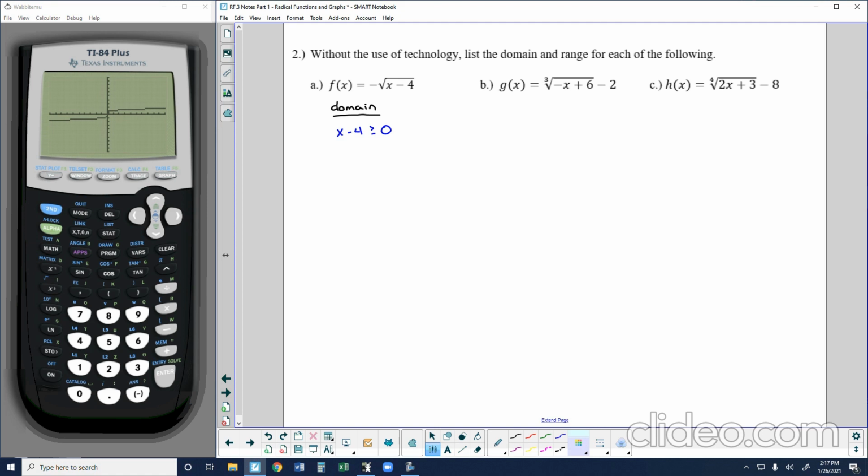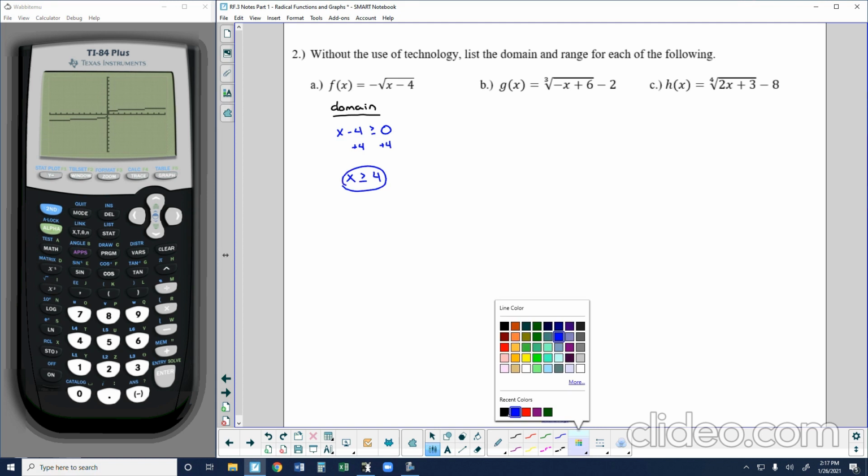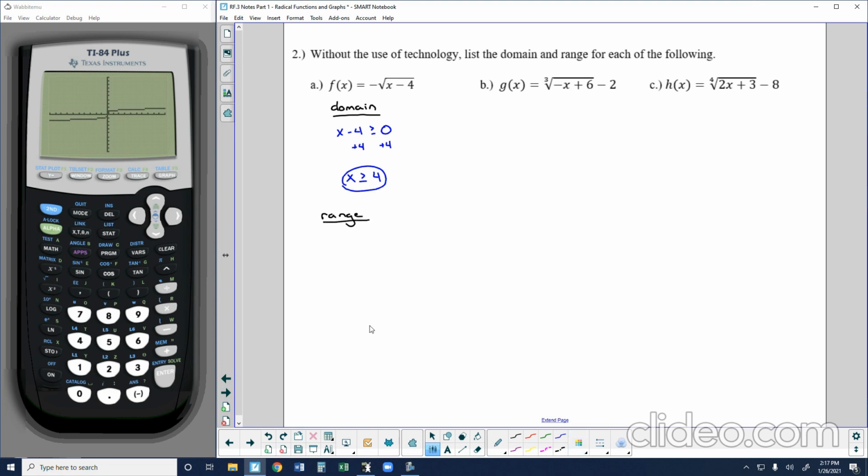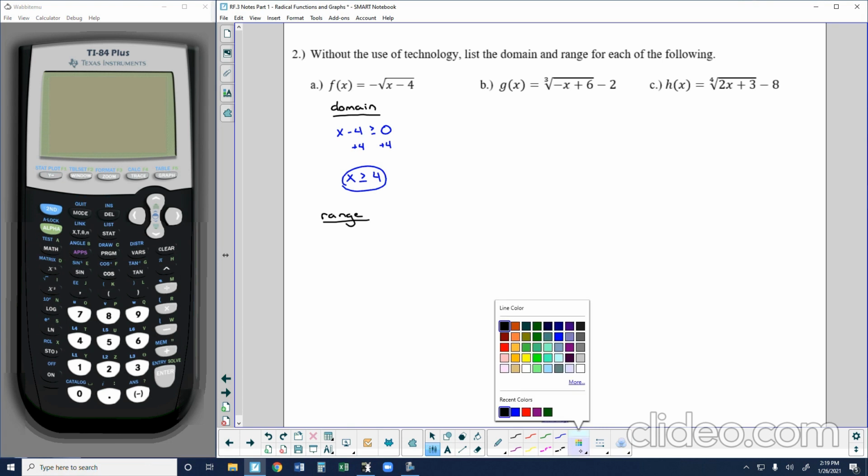The range is going to be a little bit more challenging. There's not really a set way that we can come up with the range. It's not quite as easy algebraically. Essentially what we can do for range is take a look at the transformations. Without transformations, the range will always be greater than or equal to 0. However, we notice that here there is a vertical reflection. So how does a vertical reflection affect the range? Instead of being greater than or equal to 0, it's going to be less than or equal to 0.